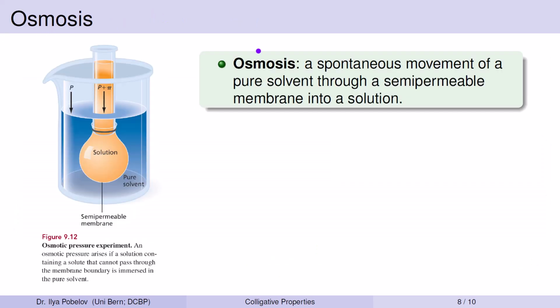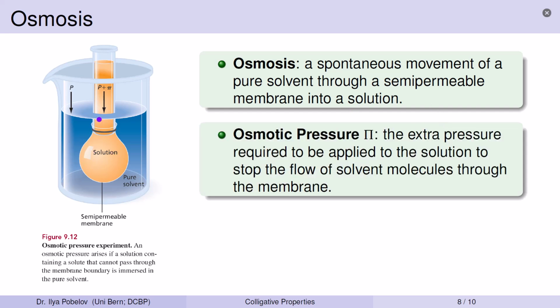Osmosis refers to the spontaneous movement of a pure solvent through a semi-permeable membrane into a solution. This phenomenon is visualized in this figure. It shows a tube sealed at one end and containing a solution with solute particles that cannot pass through a specific type of membrane. There are some types of membranes that permit the flow of small molecules, such as water, but restrict the movement of larger molecules, such as sucrose.